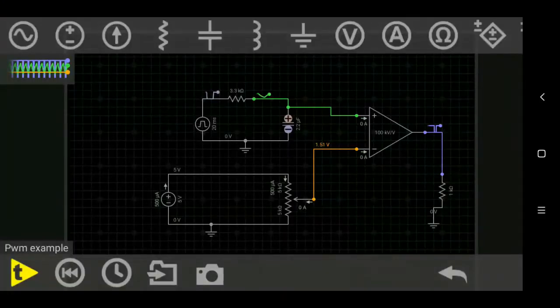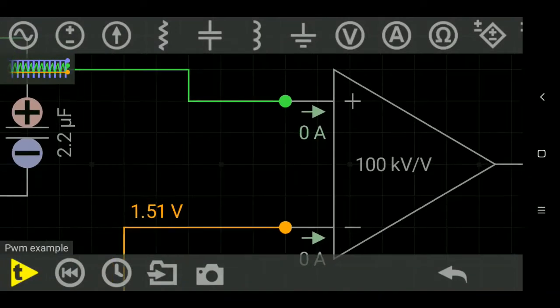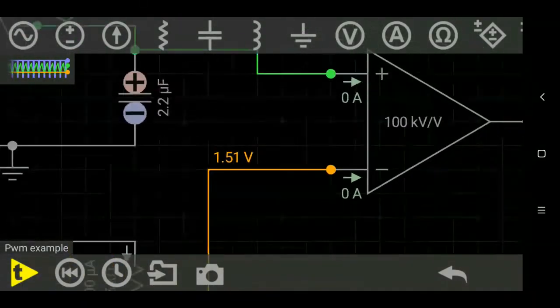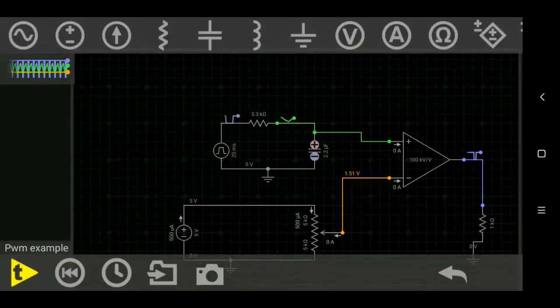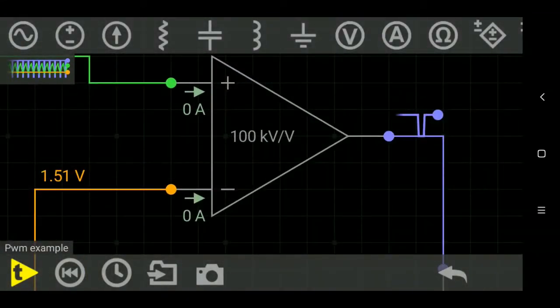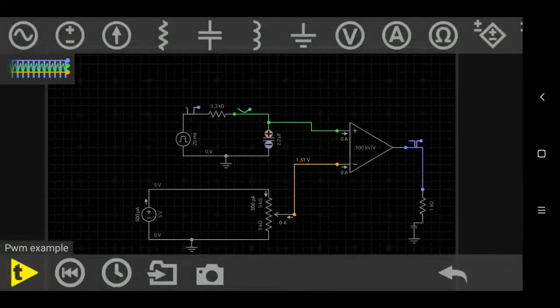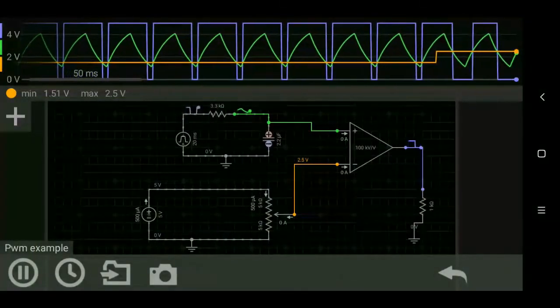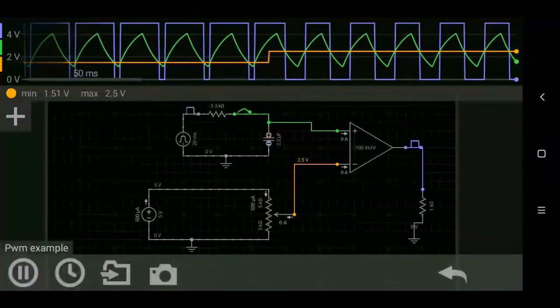So now we are in the simulation app, and I have fed a triangular wave signal to this non-inverting terminal, and the varying voltage is fed to this inverting terminal, and at the output we will get a pulse width modulated output. So now let's hit the play button and see how the circuit works. So this is a simulation. You can see in the graph.